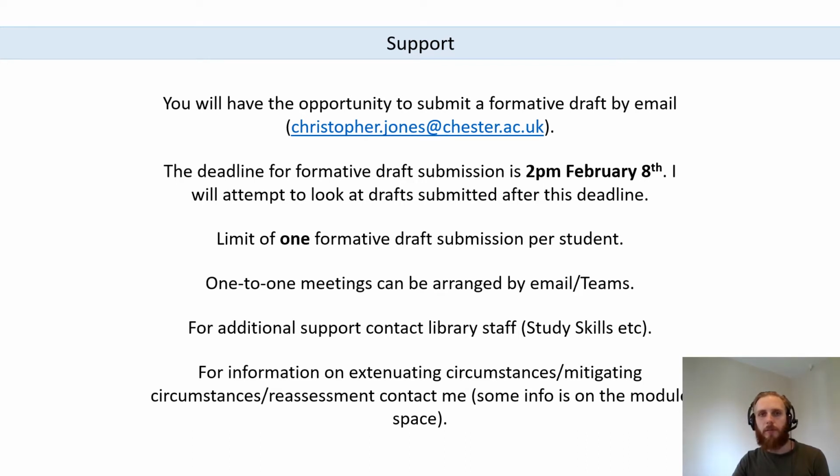And as always, if you are unable to submit for whatever reason, there's resources on the module space that can guide you towards options that you may have: mitigating circumstances, deferrals, extensions, and things like that. So if you're unable to submit and there's a valid reason, then I'd encourage you to look at these resources.